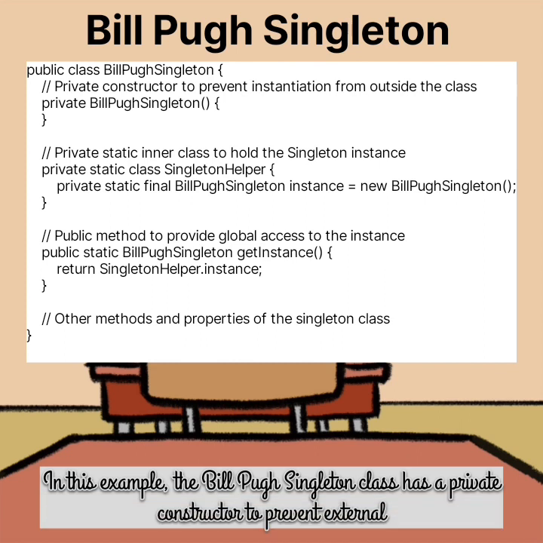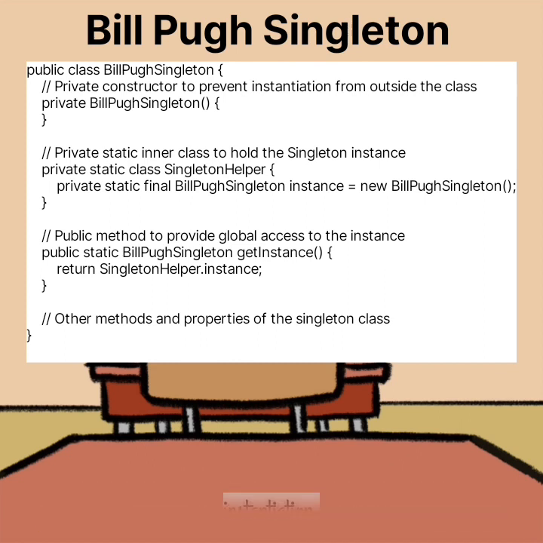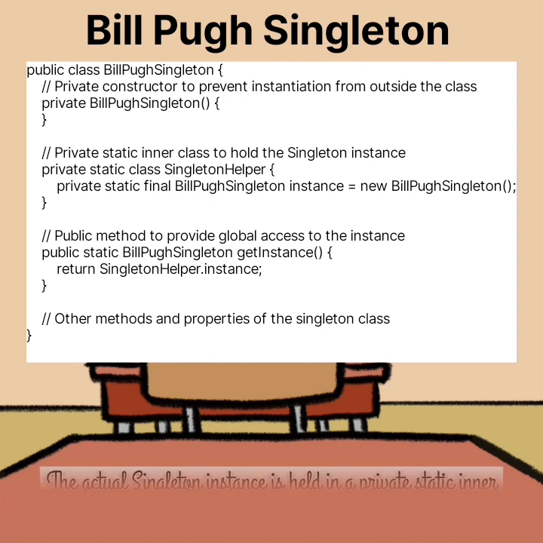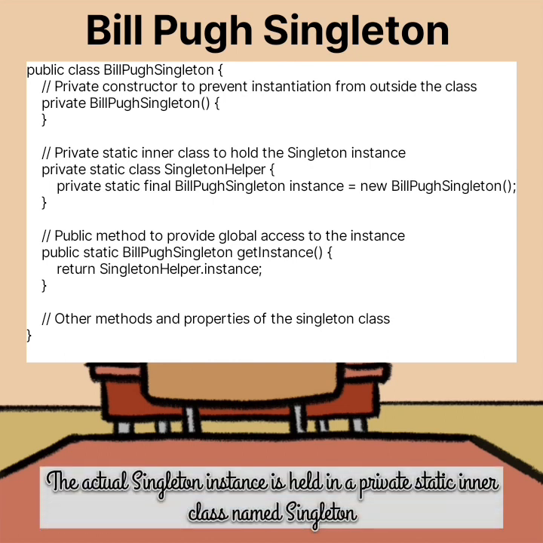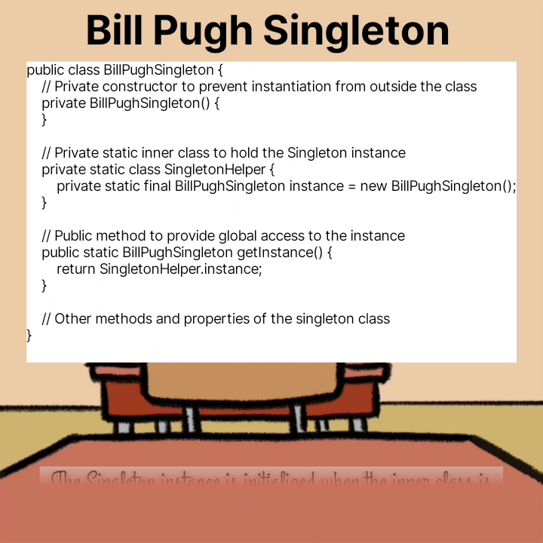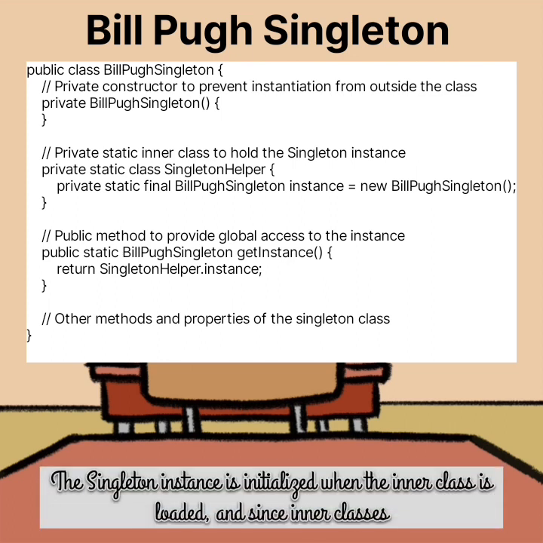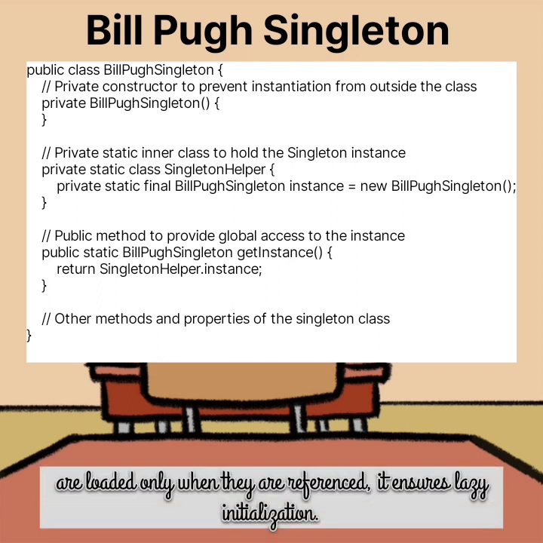In this example, the Bill Pugh Singleton class has a private constructor to prevent external instantiation. The actual Singleton instance is held in a private static inner class named SingletonHelper. The Singleton instance is initialized when the inner class is loaded, and since inner classes are loaded only when they are referenced, it ensures lazy initialization.